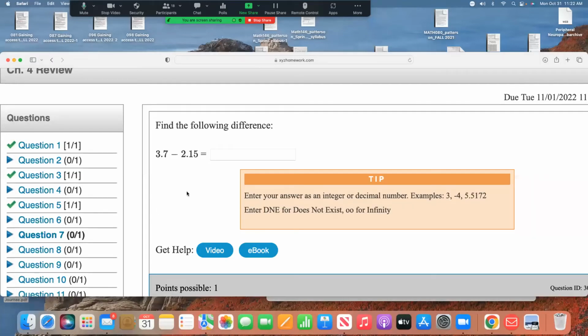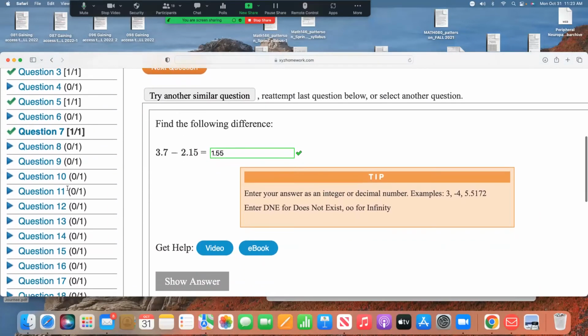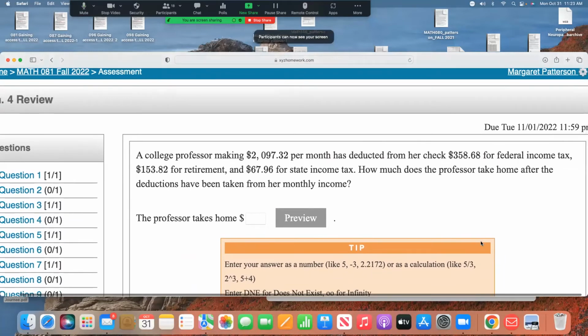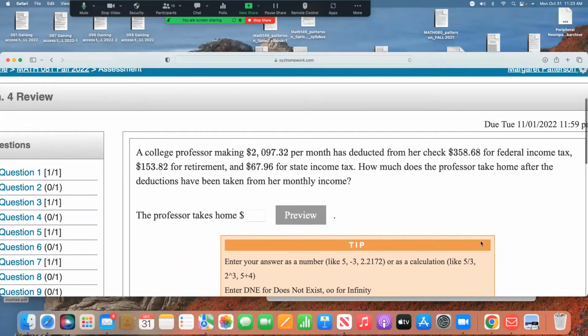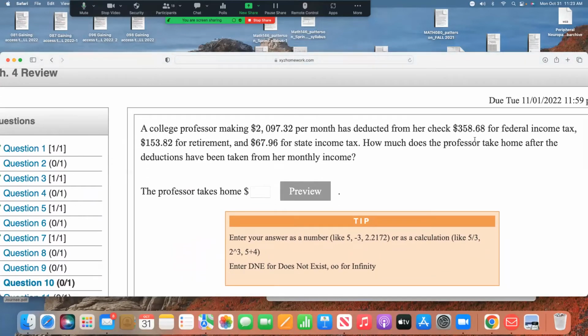Okay, so what did I say? 1.55. Everybody has a different problem, so these answers won't matter one bit. Okay, I just want to make sure we're not making any terrible mistakes. A college professor making $2,097.32 per month has her check deducted for this much for federal income tax, this much for retirement, this much for state. We don't have state tax, but all right. How much does a professor take home?